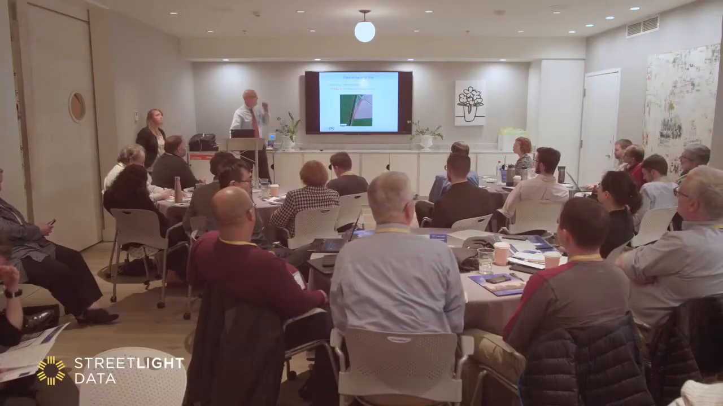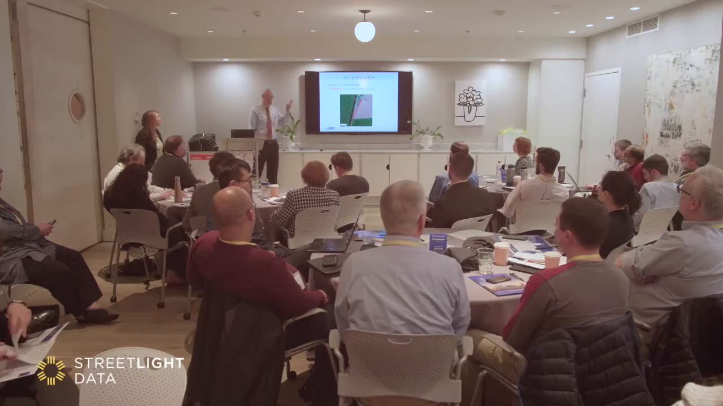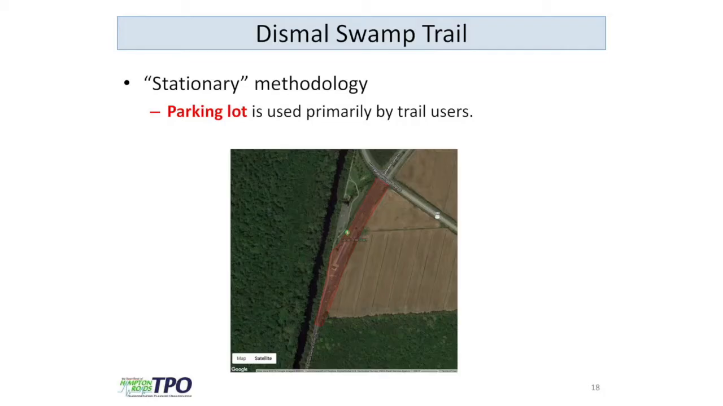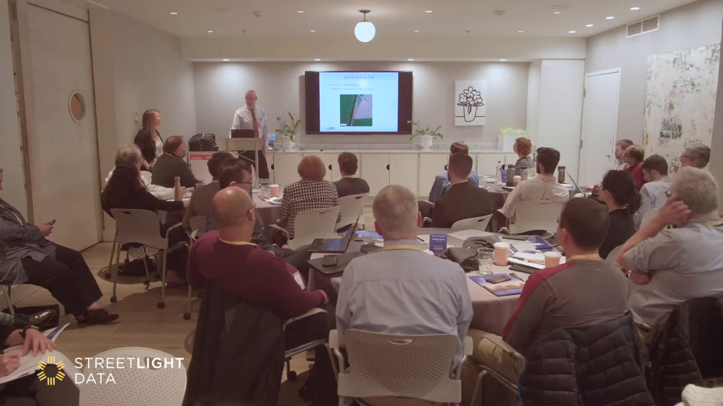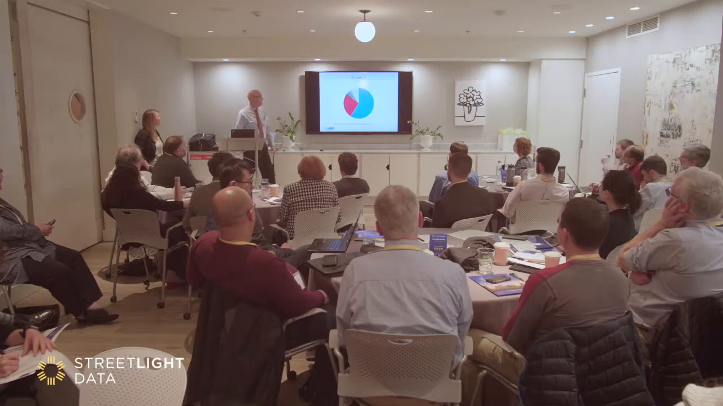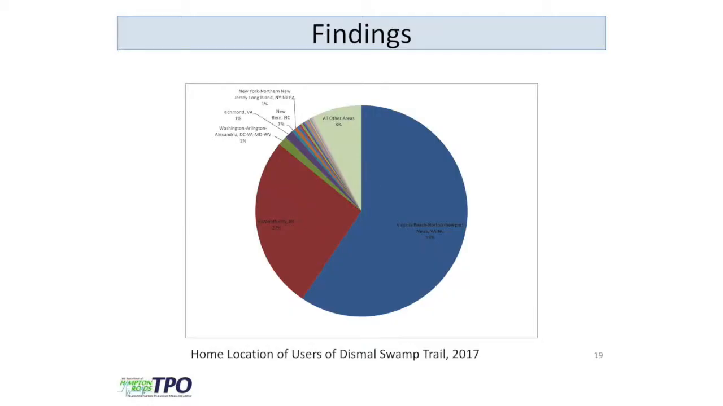Okay, so this was the second method that I used, and it was just drawing a box around the parking lot. This is out in the country, and nobody's really using this parking lot other than people using this trail, is my assumption, and I believe that's a good assumption. So we just drew a nice box around the whole parking lot, and this is what we found. It's down near North Carolina, so you get a lot of people from northeastern North Carolina, and then more emphasis on the local area.